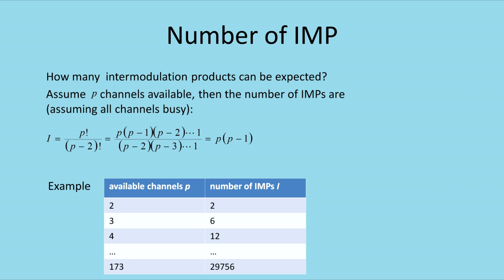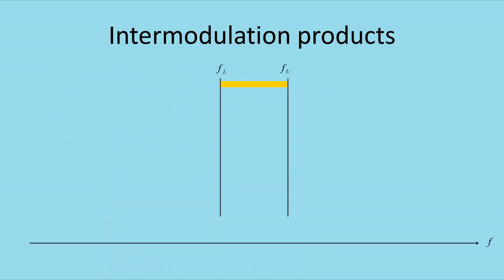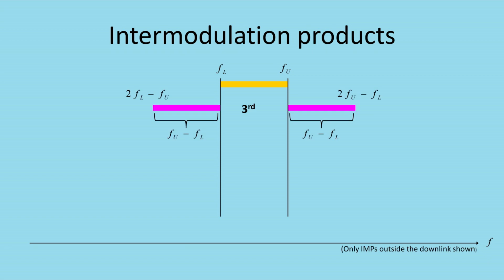Where will the interfering intermodulation products be situated? Assume our transmitters operate in a frequency band ranging from the lower frequency FL to the upper frequency FU. The third-order products will be situated symmetrically in 2 bands around the frequency band used by the transmitters. The bandwidth of the intermodulation products will both be equal to the width of the original frequency band.